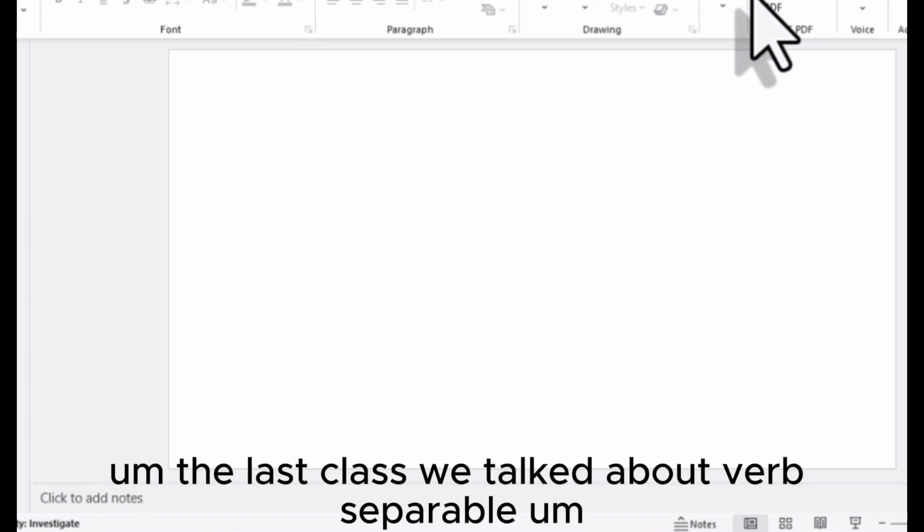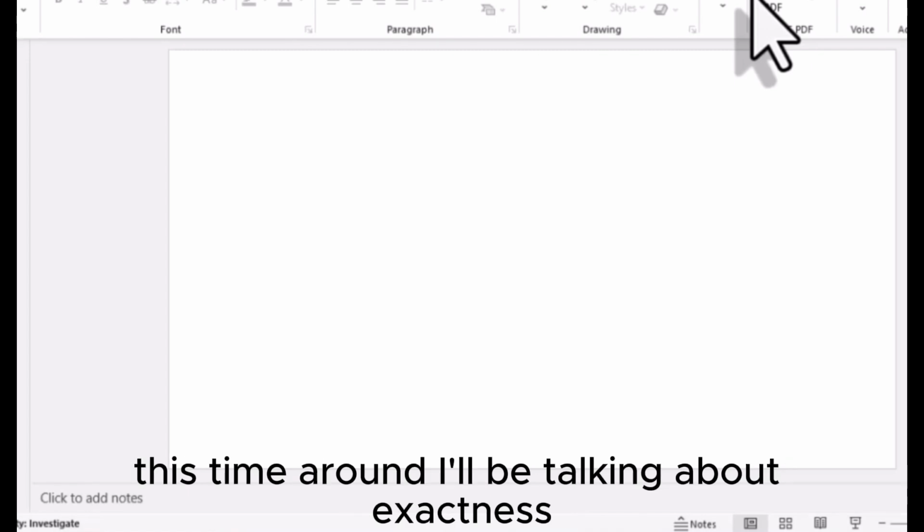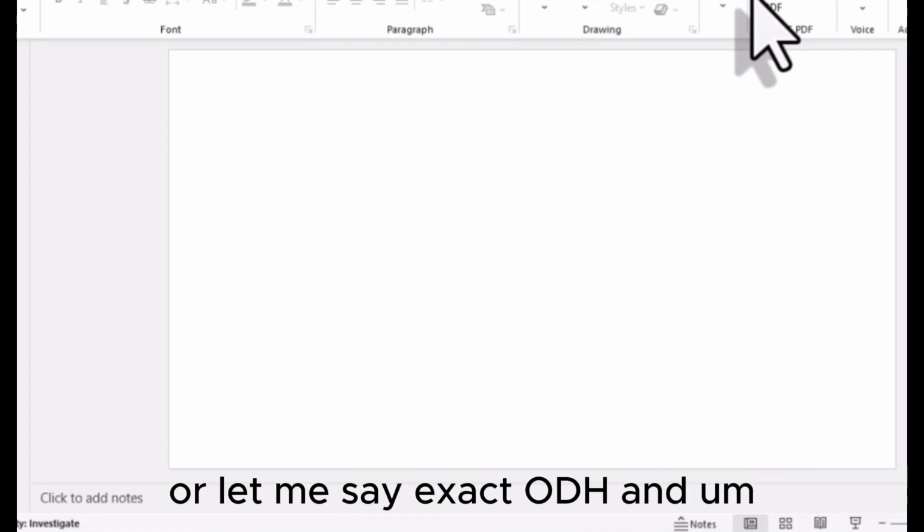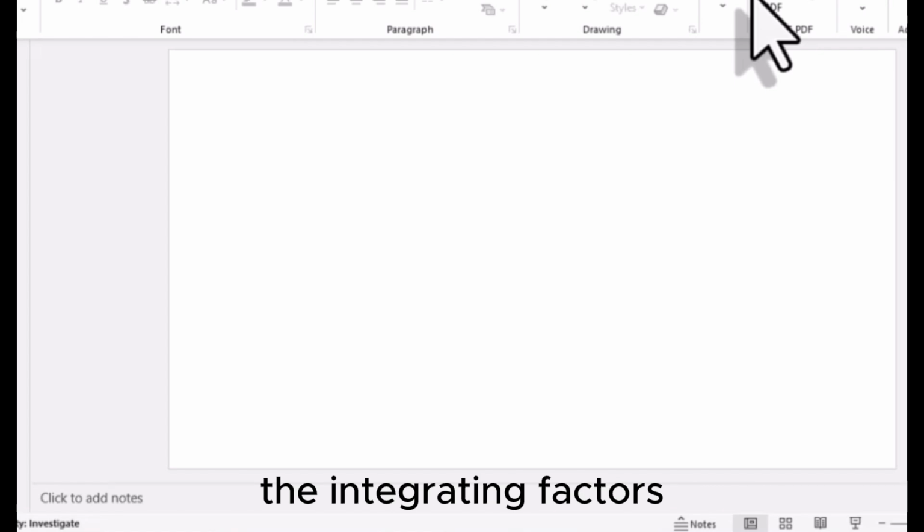The last class we talked about variable separable. This time around, we'll be talking about exactness, let me say exact ODE and the integrating factors. So let's start this.